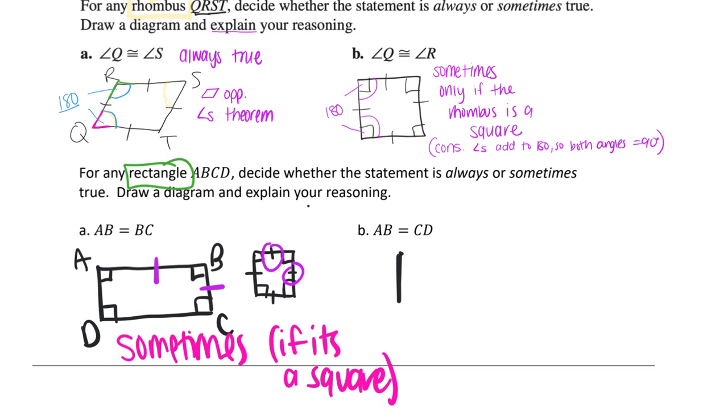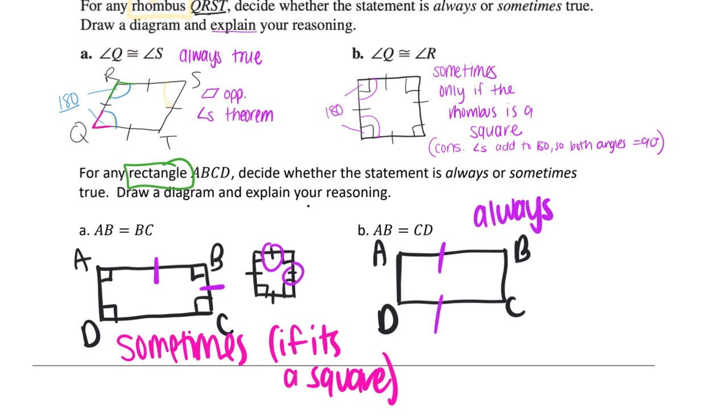Okay, and then let's do this one over here. I'm just going to draw a new picture because my other one is a little messy. So A, B, C, D, and then AB is equal to CD. This would be always, right? Because in rectangles, those opposite sides are equal. And that's actually true for any parallelogram. Since this is technically a parallelogram, opposite sides have to be equal. So I will say the parallelogram opposite sides theorem.